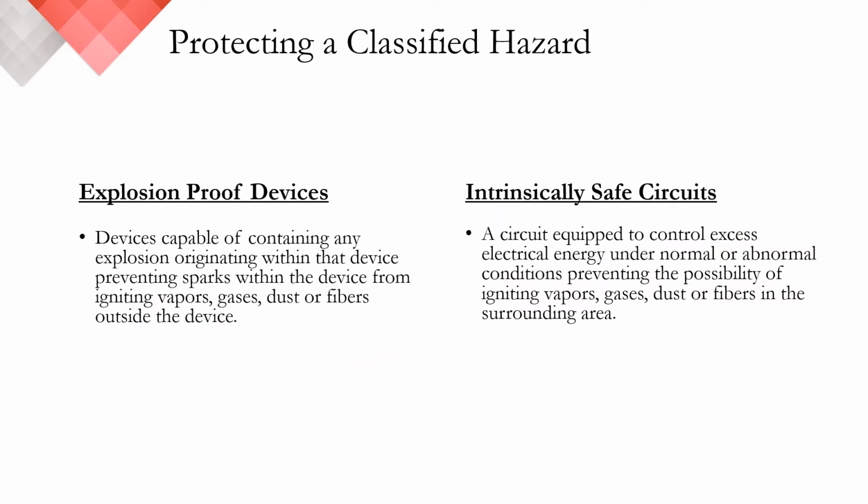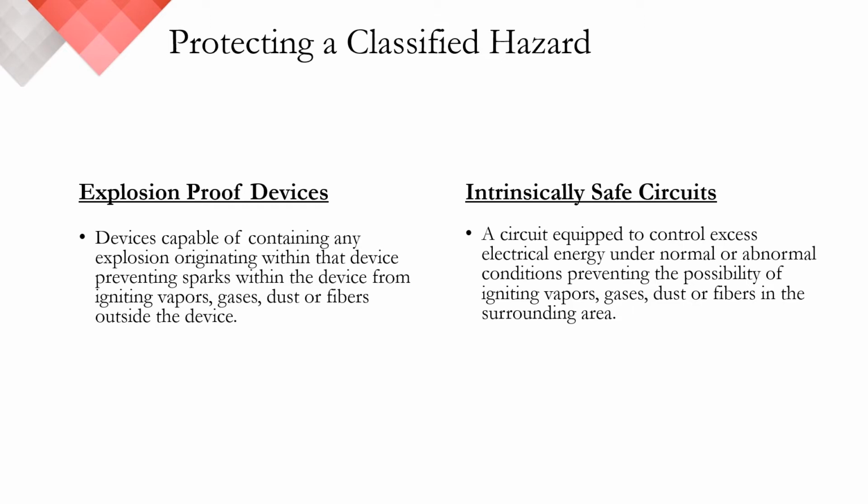Now that we've defined our classified hazards, there are 2 ways that are most commonly used in our industry for protecting classified hazards. First, we have explosion-proof devices. Devices capable of containing any explosion originating within that device, preventing sparks within the device from igniting vapors, gases, dust, or fiber outside that device. The second mode of protection is intrinsically safe circuits. A circuit equipped to control excess electrical energy under normal or abnormal conditions, preventing the possibility of ignition of vapors, gases, dust, or fiber in the surrounding area.